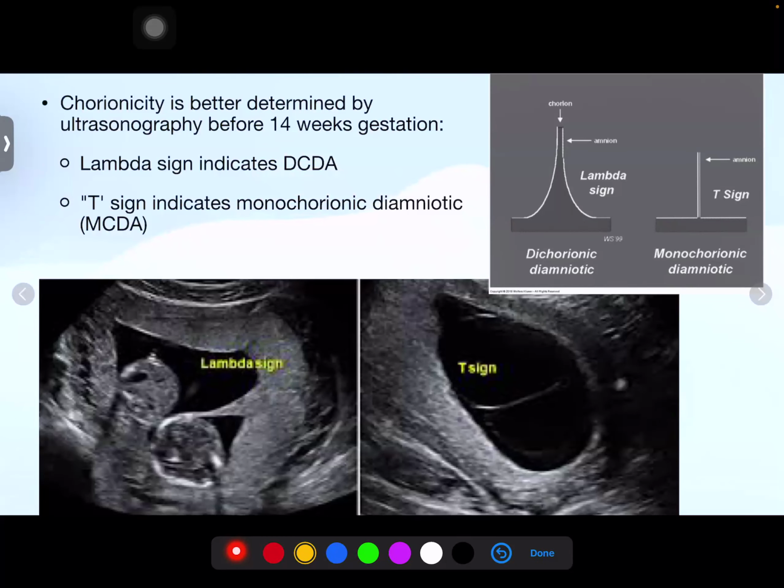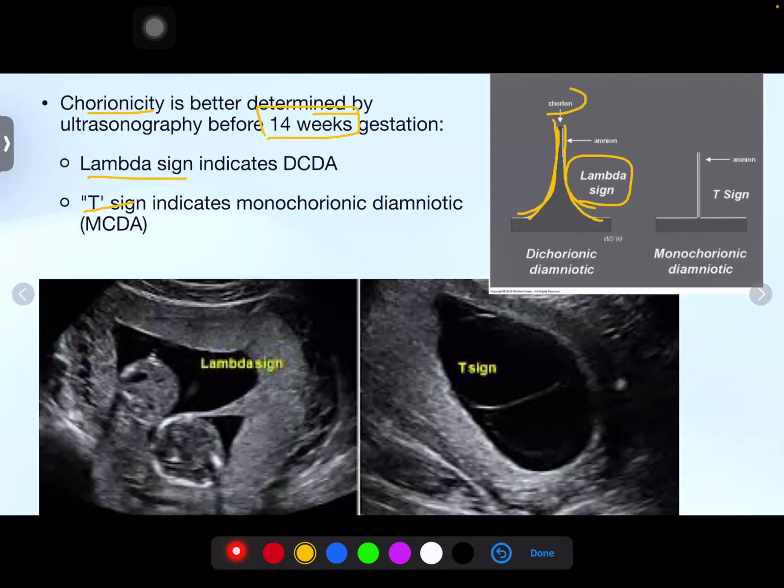How is the chorionicity of twins diagnosed on ultrasound? Chorionicity is better determined by ultrasound before 14 weeks of conception. So there will be two signs. One is the lambda sign, the other one is the T sign. If you see the diagram, it is a lambda sign. Lambda sign means the fetuses have two chorions and two amnions. So the partition line would be thick.